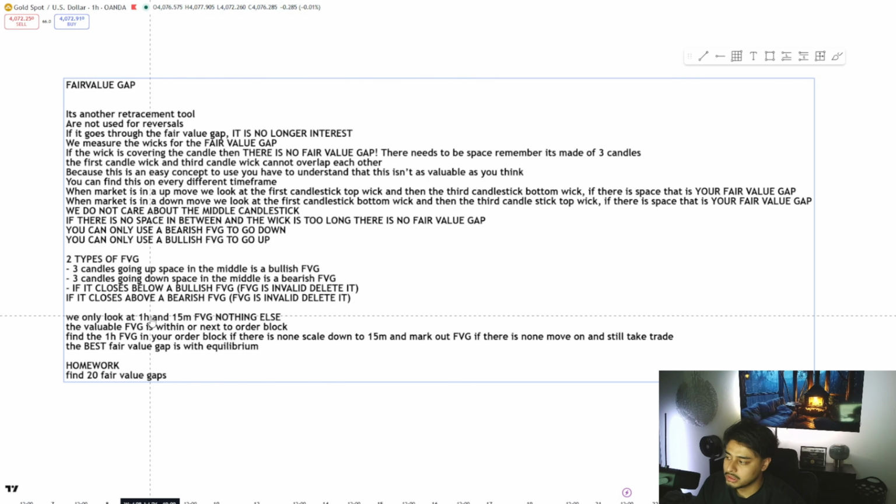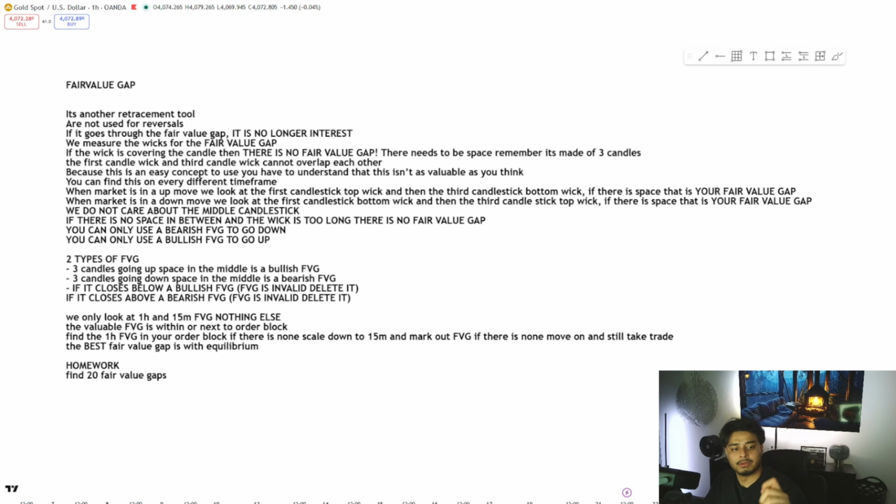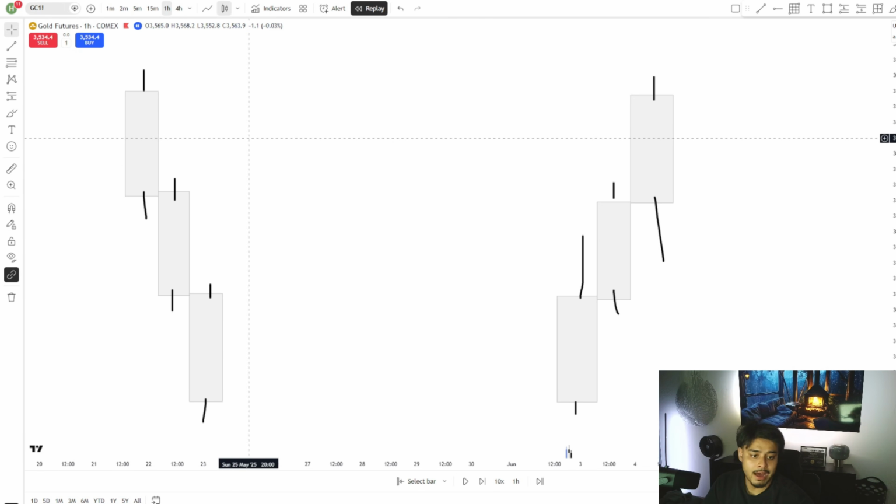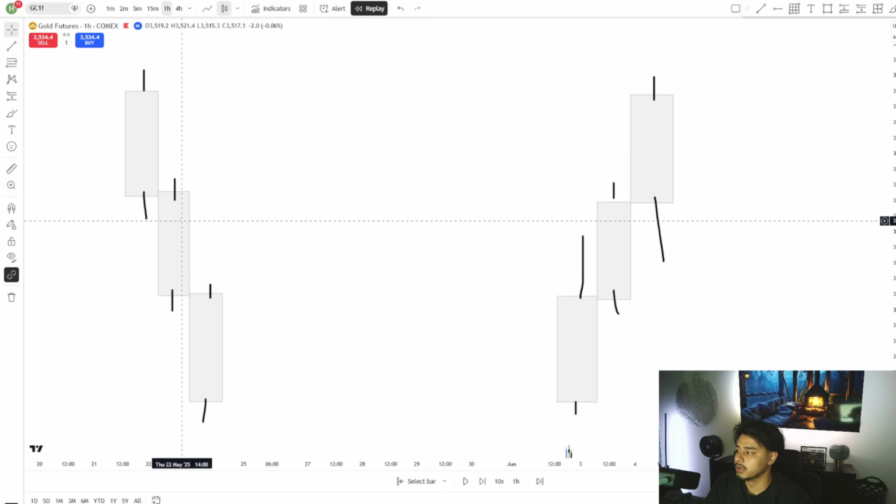Now, we only look at the 1 hour and 15 minute fair value gap, nothing else. Very important. Now I'm going to show you what a fair value gap is and how it's created. Alrighty, so we have 3 candles. We have 3 candles going down and we have 3 candles going up. As you can see, I did not add any color, okay? Again, the pattern does not matter. It can be red, red, red, red, green, green, red, green, red.